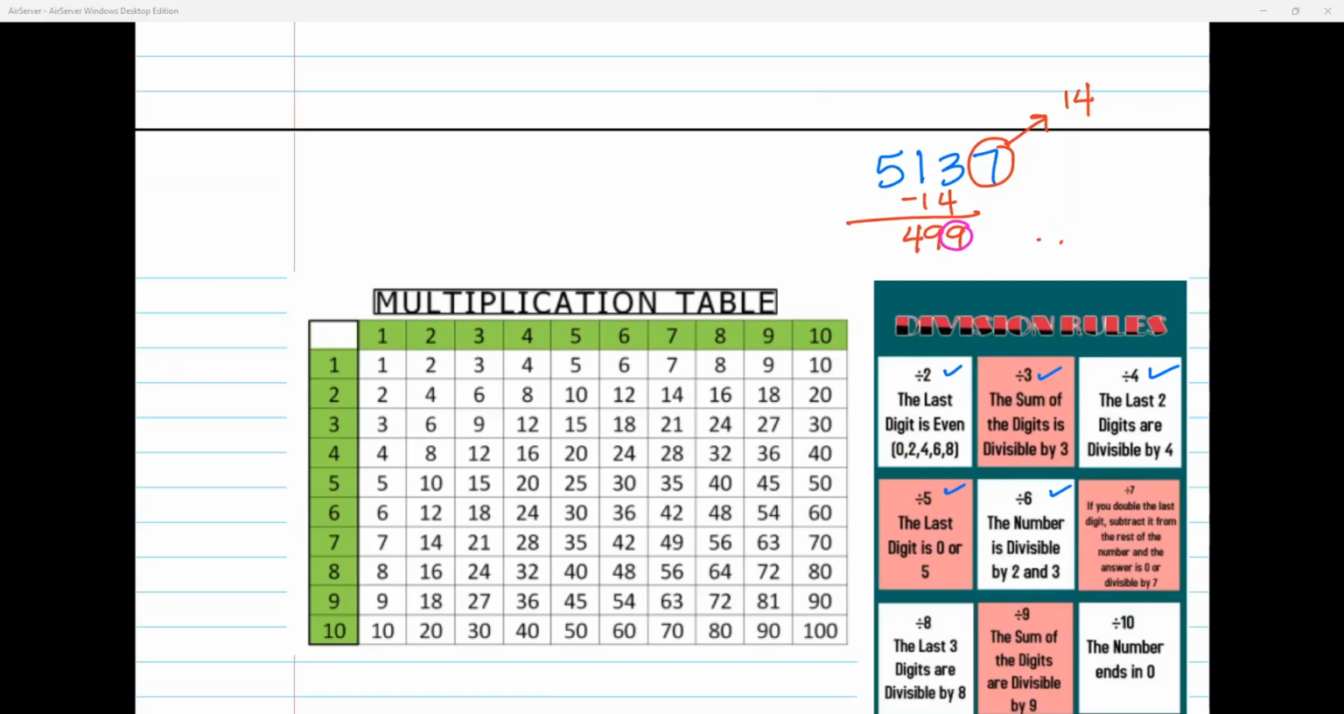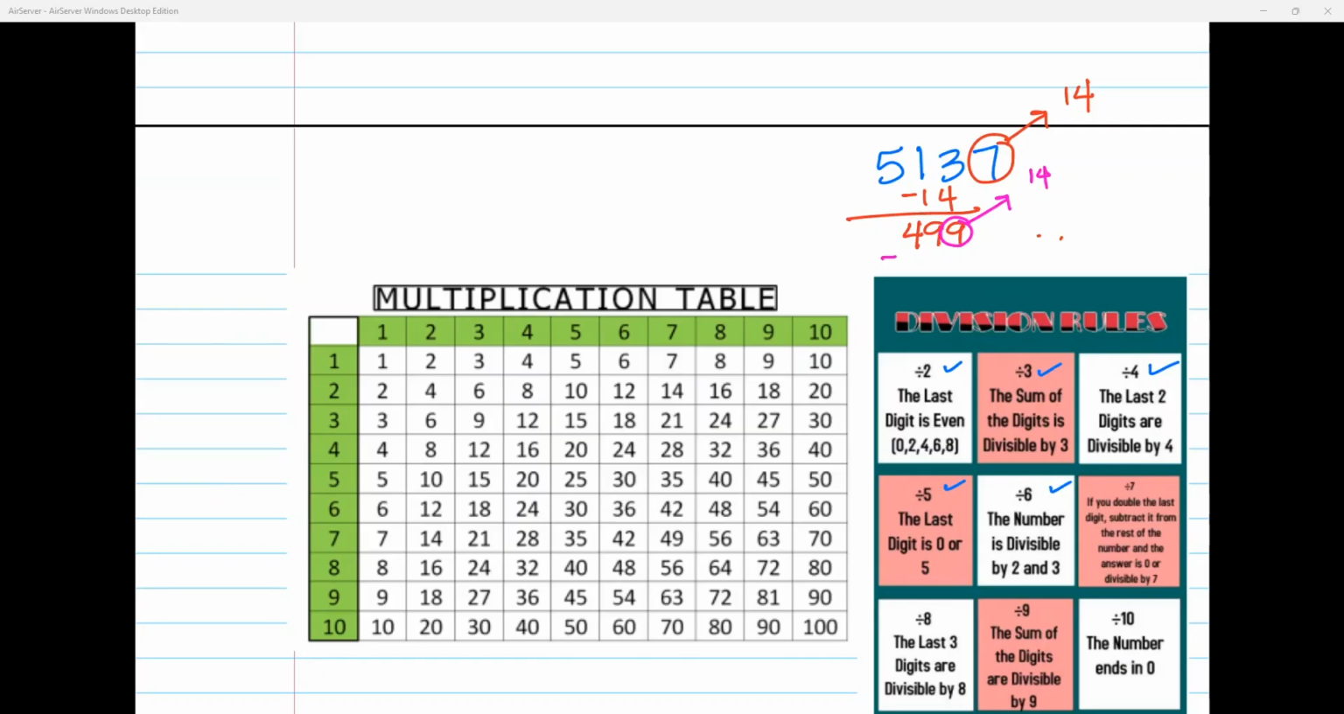I'm going to take the 9, I'm going to double it. That becomes 18. I'm going to take that 18, I'm going to subtract it from the leftover number, I should say, and that becomes 31. Sorry, I'm running out of space. Is 35 divisible by 7? The answer is yes. Therefore, my original number, 5,137, is in fact divisible by 7.